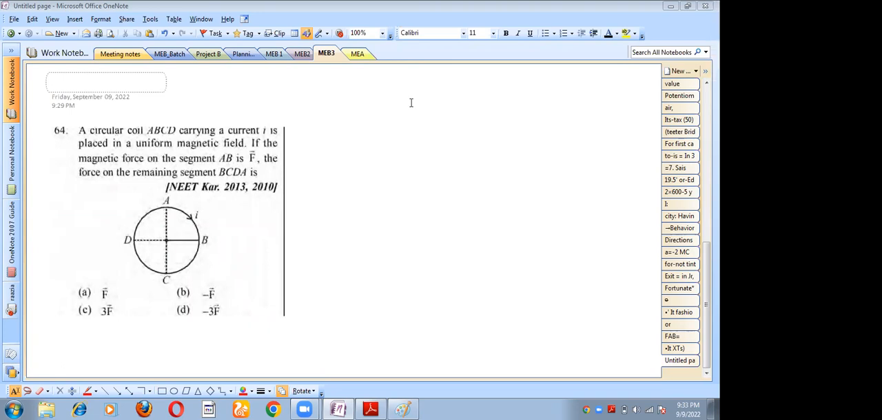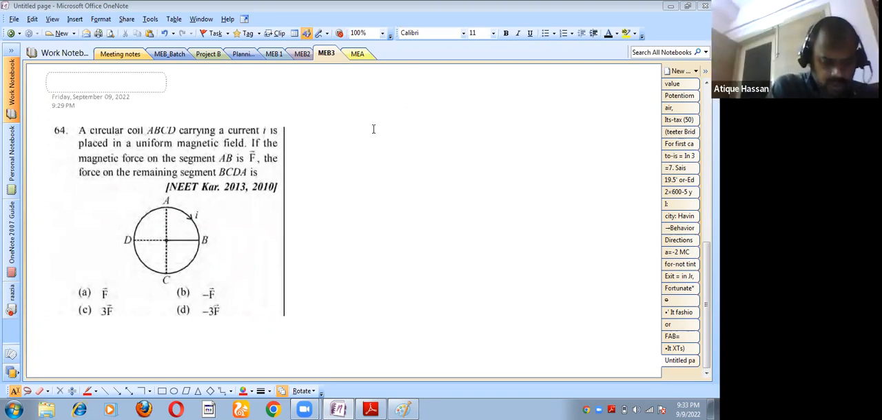So is it option B? You got B. Okay. I think B is the right answer. So let us see. Anyone having got any other option?